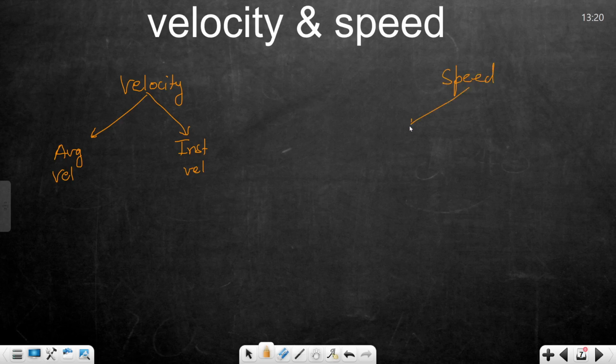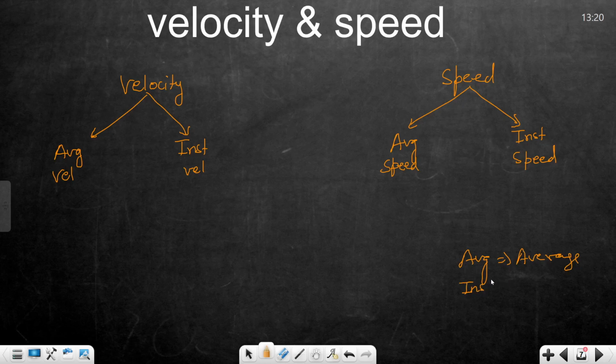In the same way, speed will be of two types. First is average speed. The second is instantaneous speed. AVG means average, and instantaneous I will call INST. हर जगह पूरा नहीं लिखेंगे. Clear?